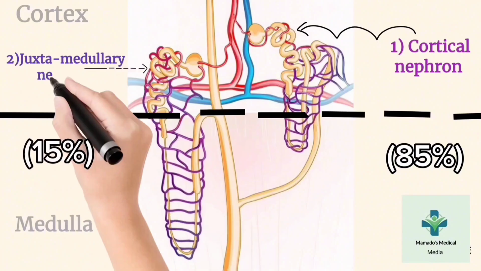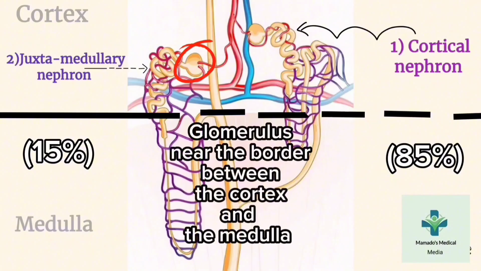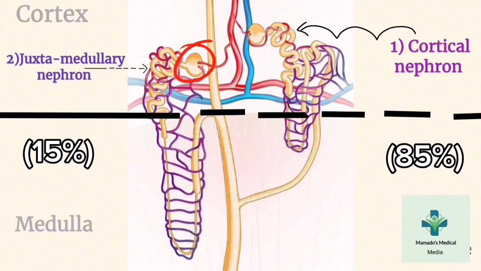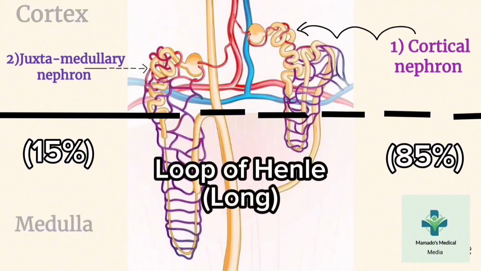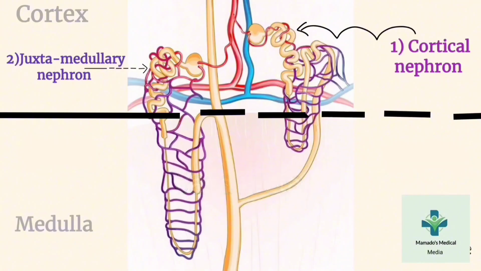The other type is the juxtamedullary nephrons, and the juxtamedullary nephrons make up about 15% of the total number of nephrons, found at the junction between the cortex and the medulla. They have long loops of Henle that go deep into the medulla. Juxtamedullary nephrons are surrounded by vasa recta, and they are essential for urine concentration.